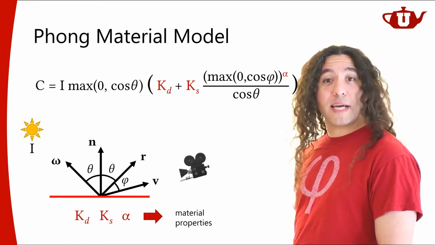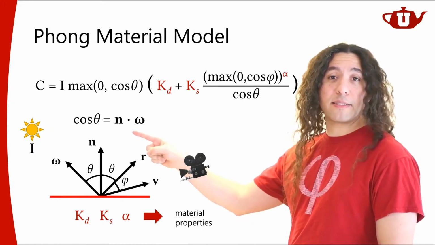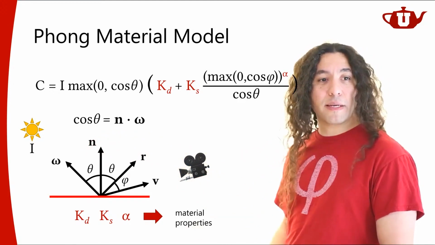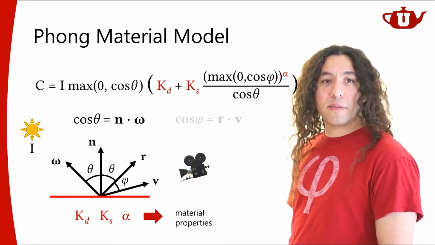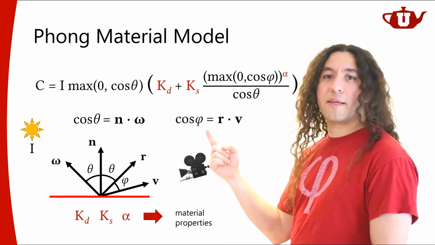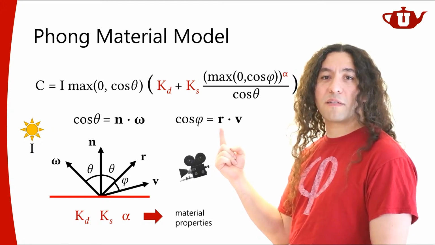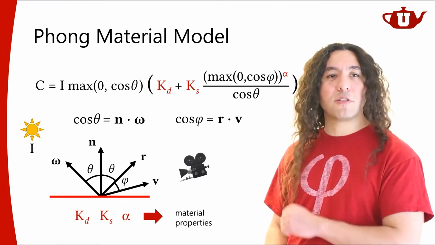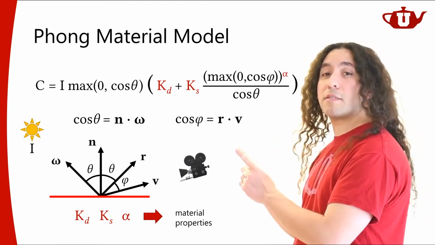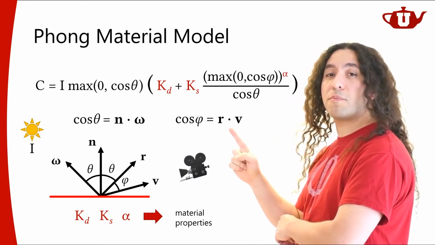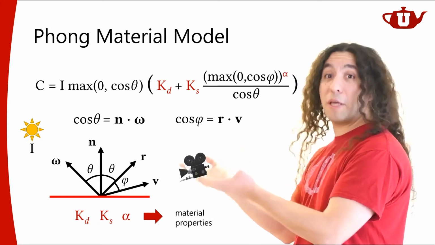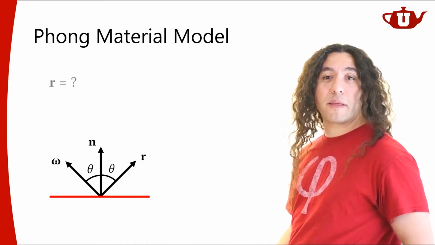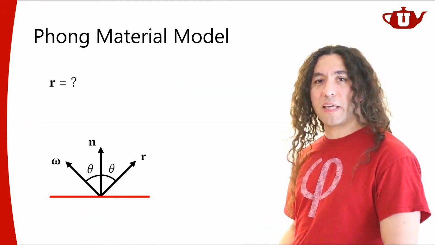And remember, this cosine theta term is just the dot product between the surface normal and the light direction. And similarly, the cosine phi is the dot product of the perfect reflection direction and the view direction. The only thing I haven't told you is how to compute this R. Presumably all the others will be given to you, but not R. So let's see how we can compute R. It's actually fairly easy.